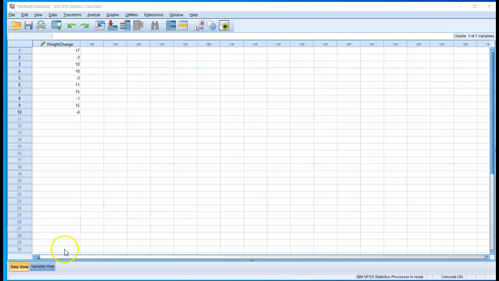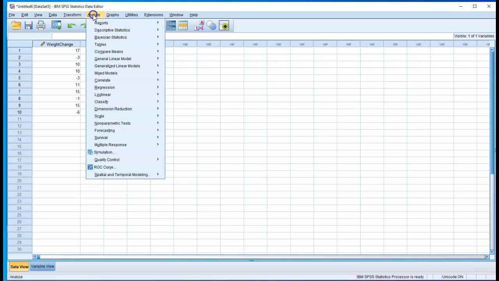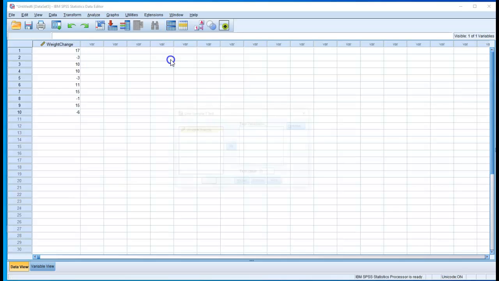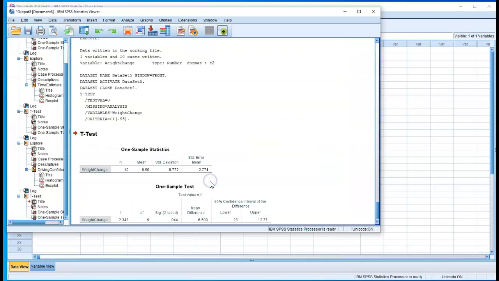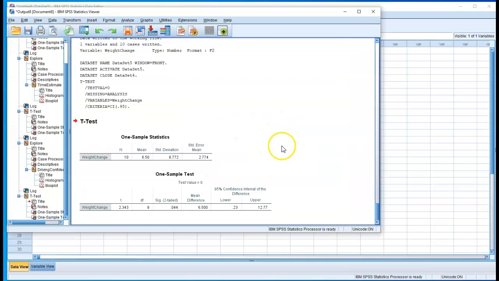So we're going to start by doing a single sample t-test by clicking on Analyze, Compare Means, One Sample T-Test, moving weight change over. And our test value is going to be 0. We're testing our average against 0. And I click on OK. And you can see here that I have a mean, standard deviation, and standard error. On average, people gained 6.5 pounds over that 6 years with a standard deviation of 8.77.